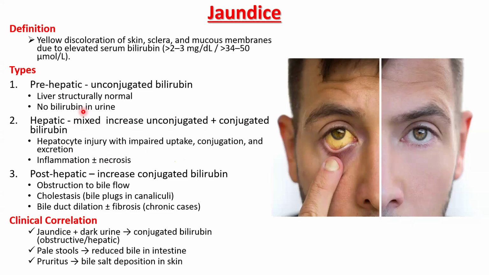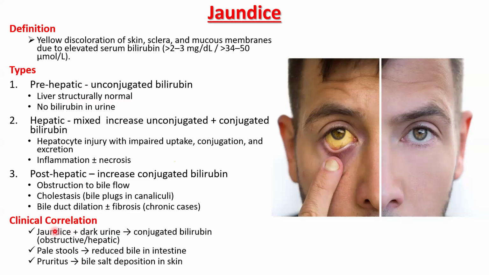Then posthepatic means we've talked about the various ducts. So posthepatic jaundice happens when there is obstruction to bile flow. It can be due to gallstones that are present, trauma, or cancer, leading to obstruction of ducts that allow the flow of bile. So the three types of jaundice: prehepatic, hepatic, and posthepatic jaundice. For us, just know the types and then the clinical correlation.